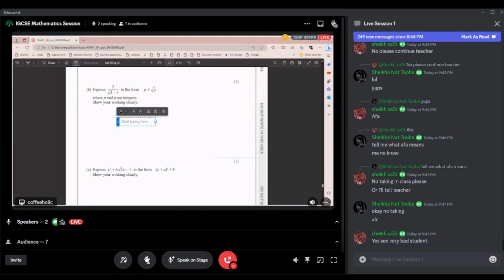In the next part, we'd have to rationalize the denominator. That would be the trick over here. Since it's a binomial in the denominator, we'd have to do the opposite. So if it's root 3 minus 1, you'd have to multiply that by root 3 plus 1, because the whole objective is to get the surd out of the denominator and into the numerator. So you do 2 times root 3 plus 1, and then you would divide that by root 3 minus 1 times root 3 plus 1.